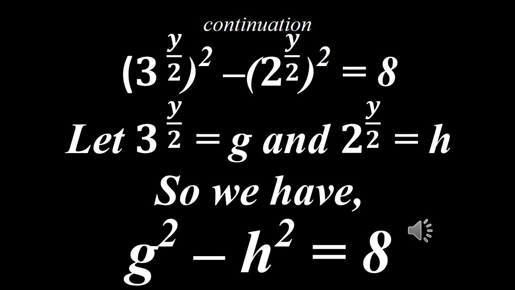Now from here we have 3 raised to power y over 2 squared minus 2 raised to power y over 2 squared equals 8. So you can make 3 raised to power y over 2 be g and 2 raised to power y over 2 be h. If you now plug in g and h, we have g squared minus h squared equals 8.